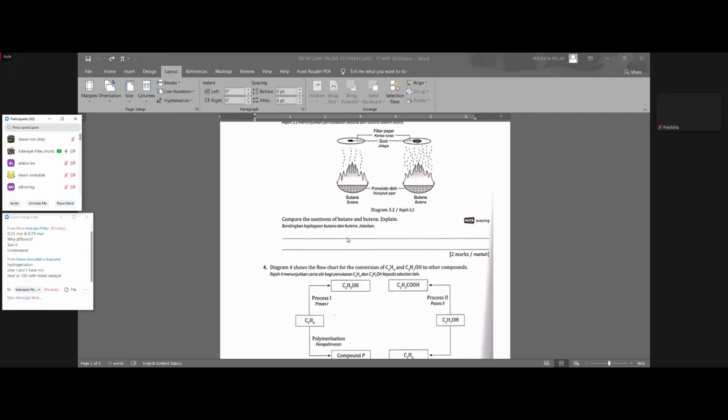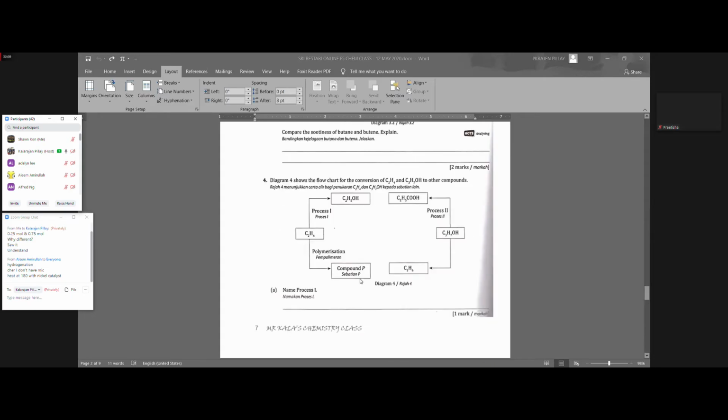What's the reason? Write it below. Butene has a higher percentage by mass of carbon. I want to see that word, the higher percentage by mass of carbon compared to butane. They want to see that word. Please highlight it. When you want to compare the percentage of carbon, it must be the same number of carbon: hexane, hexene, butane, butene, like that. That's how they give the question.